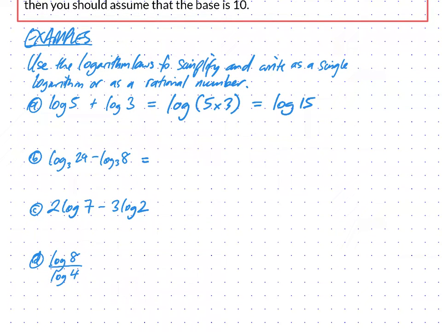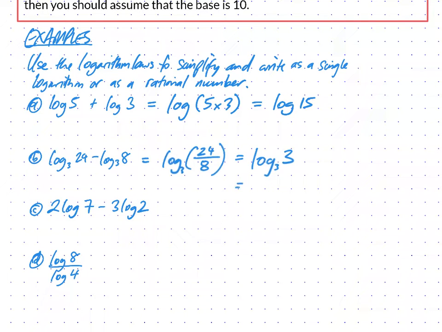Here you have a subtraction. Now, they're of the same base, so when it's a subtraction, you divide the numbers of interest. So it's going to be 24 over 8. 24 divided by 8, that is 3. So log, I forgot to write the base here. We're talking about base 3. That's important. Log in base 3 of 24 divided by 8 is 3.